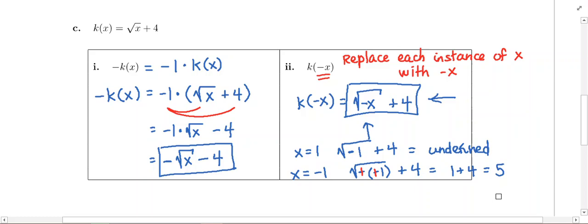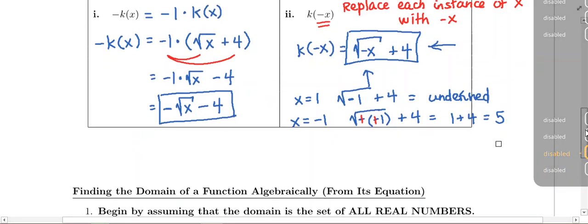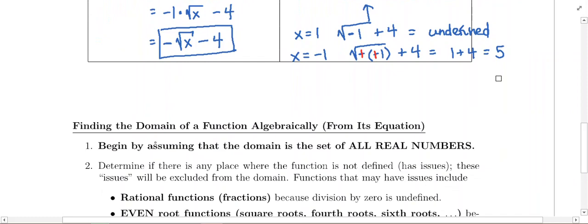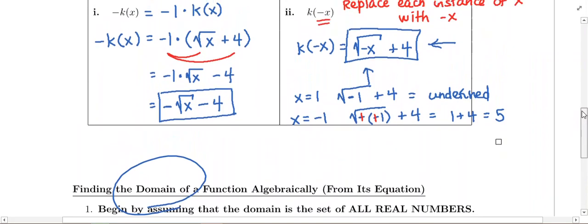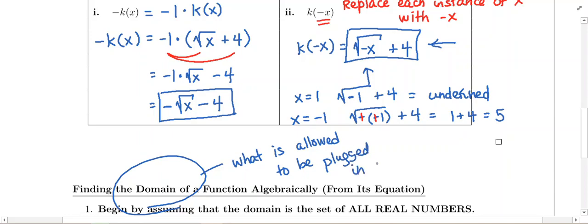So this brings us to our next concept, and that's going to be the idea of domain. This is going to be a big topic in algebra, so we're going to spend some time on it. Domain is basically what is allowed to be plugged in for x. If you're given a function, there may be restrictions on what you can plug in for x. Like in part 2 here, we could only plug in negative numbers or 0 for x. You can't plug in positive numbers for x because that would result in an error.